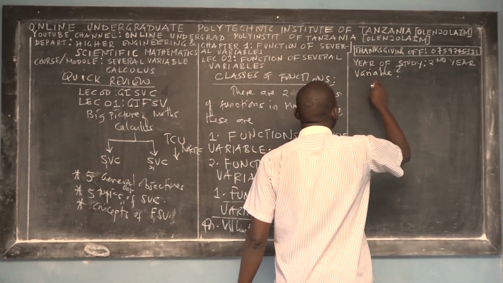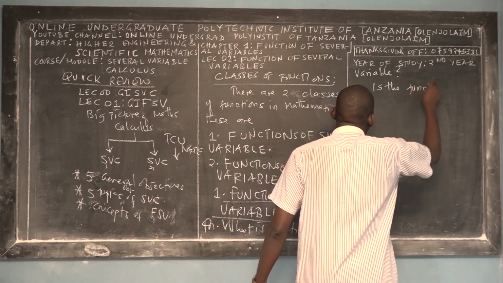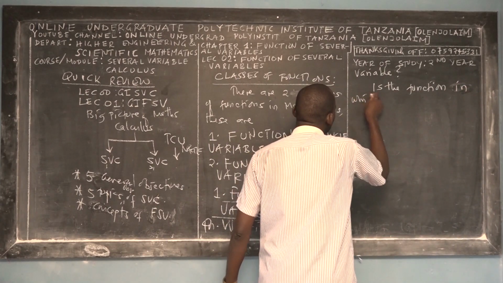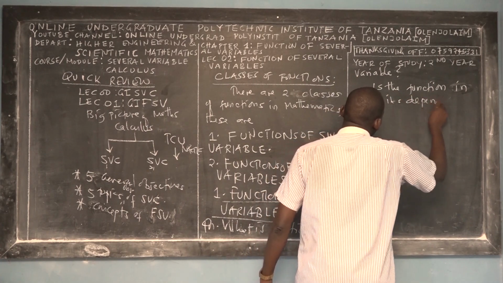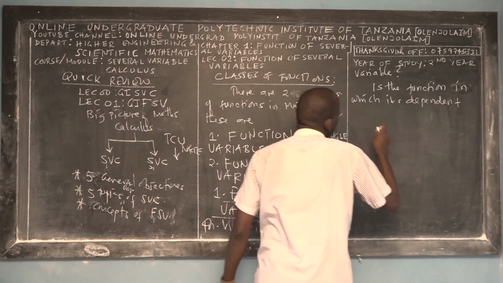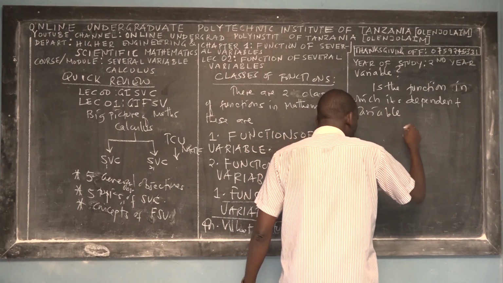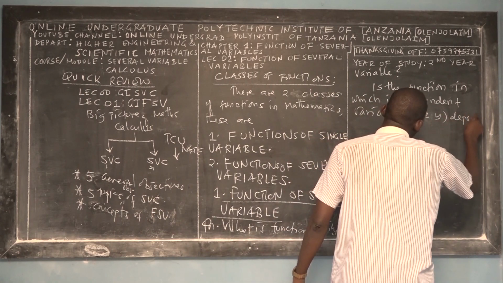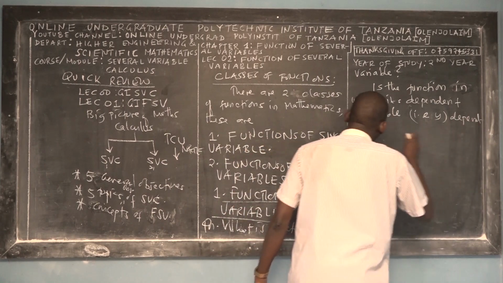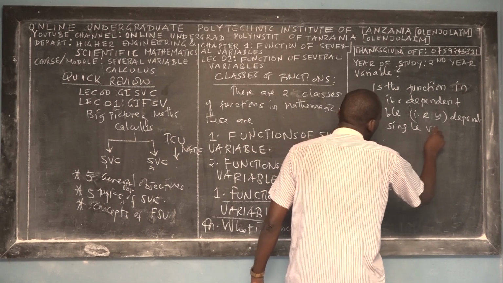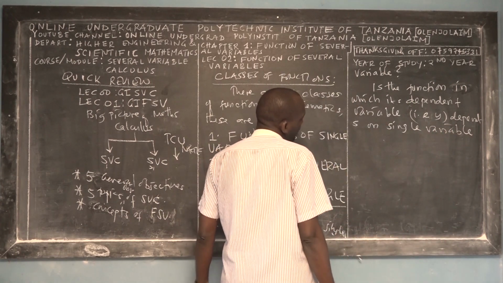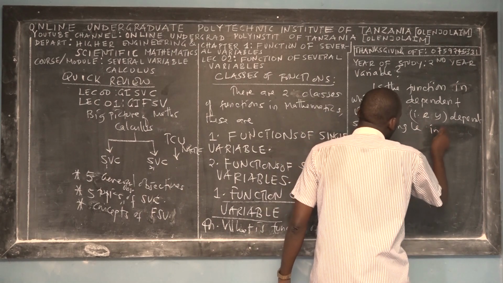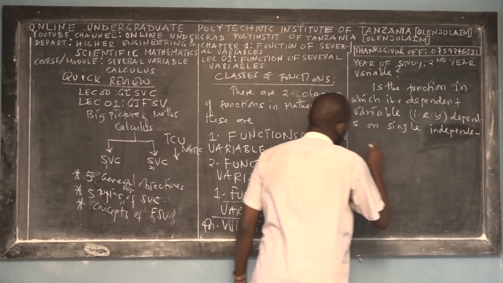So this is one of the definitions. A mathematical function is a function in which the dependent variable, commonly y in most cases, depends on a single independent variable.